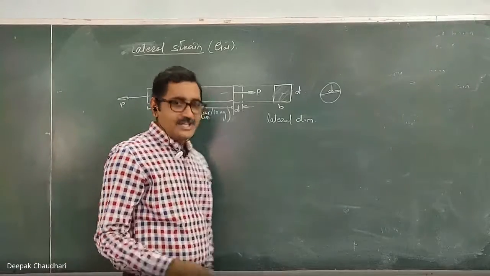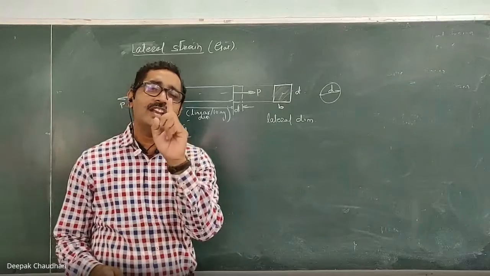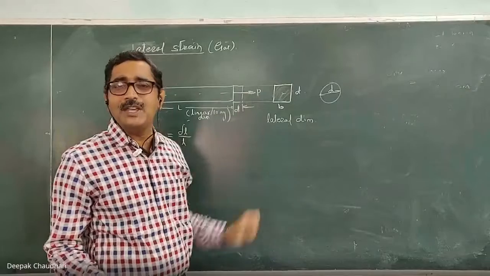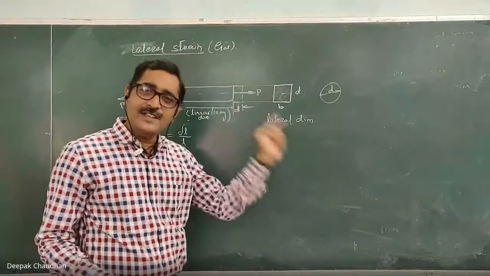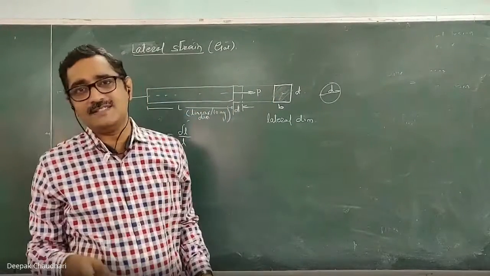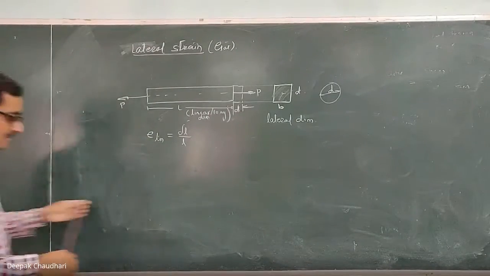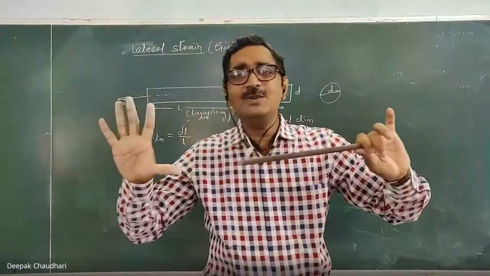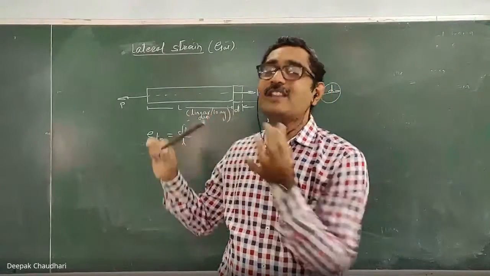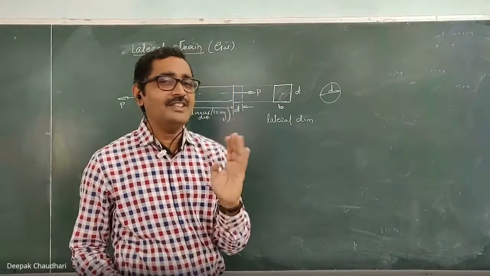But let me tell you one thing. Whenever there is a linear strain, it is always associated with the lateral strain. When the linear dimension changes because of the applied force P, the same force P is responsible for the lateral dimensions also changing. When we apply the force, it is not only the length that increases; along with the increase in length, the lateral dimension will also change, it will decrease. So the lateral strain is always associated with the linear strain.